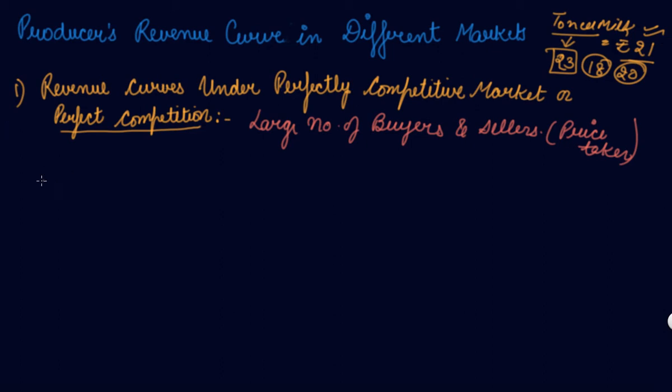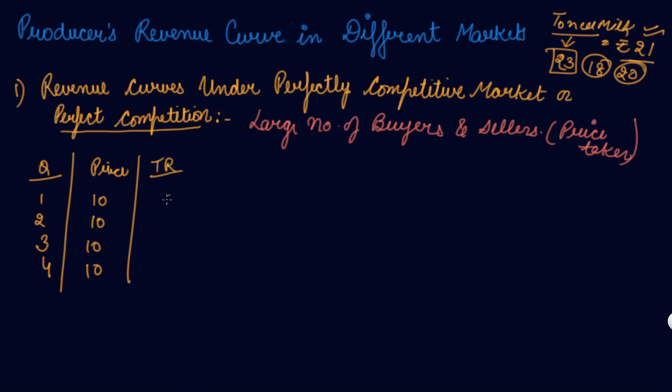Let us understand with the help of a table. This is quantity: 1, 2, 3 and 4. This is the price that remains constant, let's say 10, 10, 10. So you can find the total revenue from it: 10, 20, 30 and 40. And then we can find the marginal revenue from it: 10, 20 minus 10 is 10, 30 minus 20 is 10, 40 minus 30 is 10. Here MR and AR are constant.